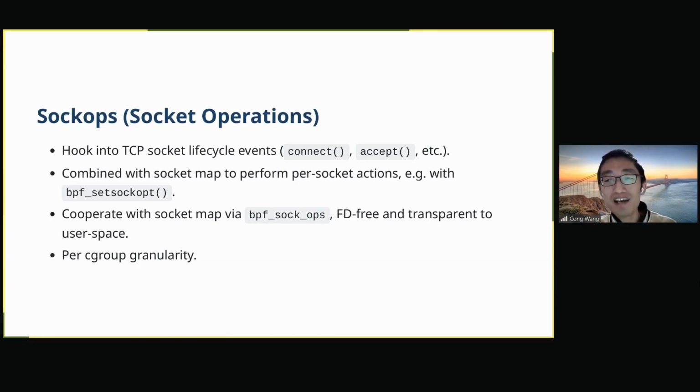So if we want some transparency for the application, we should consider this one instead of using the regular socket maps, which directly operate on the file descriptor. And this set of hooks is attached to each cgroup, so the granularity here is per cgroup. This is also an advantage if you have container stuff.